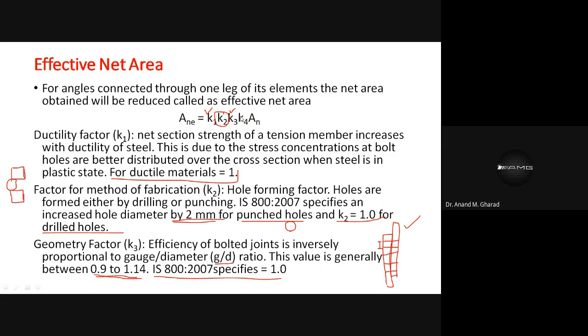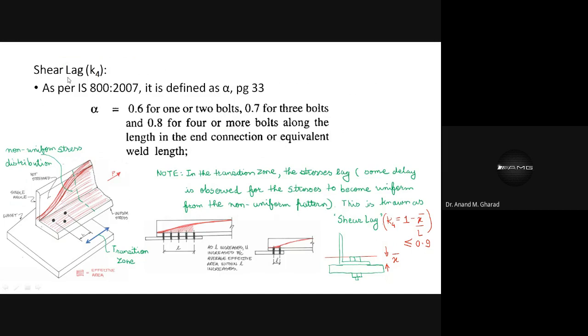Let us see about K4. What is K4? This is very important. K4 is known as shear lag, the coefficient pertaining to shear lag. So what is this shear lag? Shear lag is, if you observe such a connection, and very specifically I'm talking about the angle section. This is all for angle section.